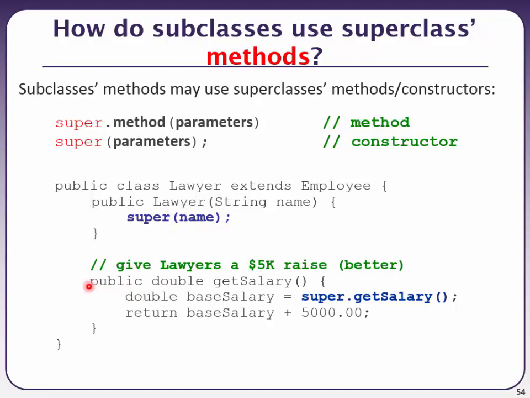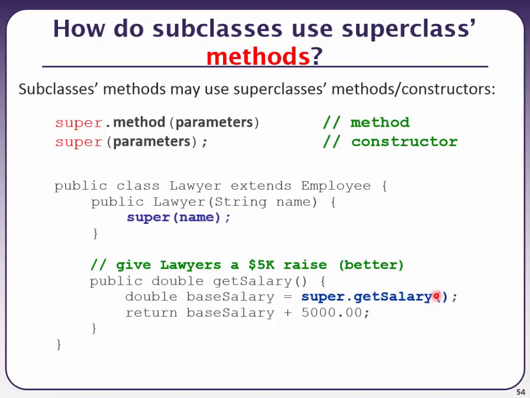Okay. Here's another example. Public double get salary. So it's a method defined inside my subclass lawyer. I first obtain what the base salary of this employee is. To do so, I use the get salary method defined in my superclass. So inside the get salary method from my subclass that overrides the get salary method from the superclass, I can very well call that get salary method from the superclass.